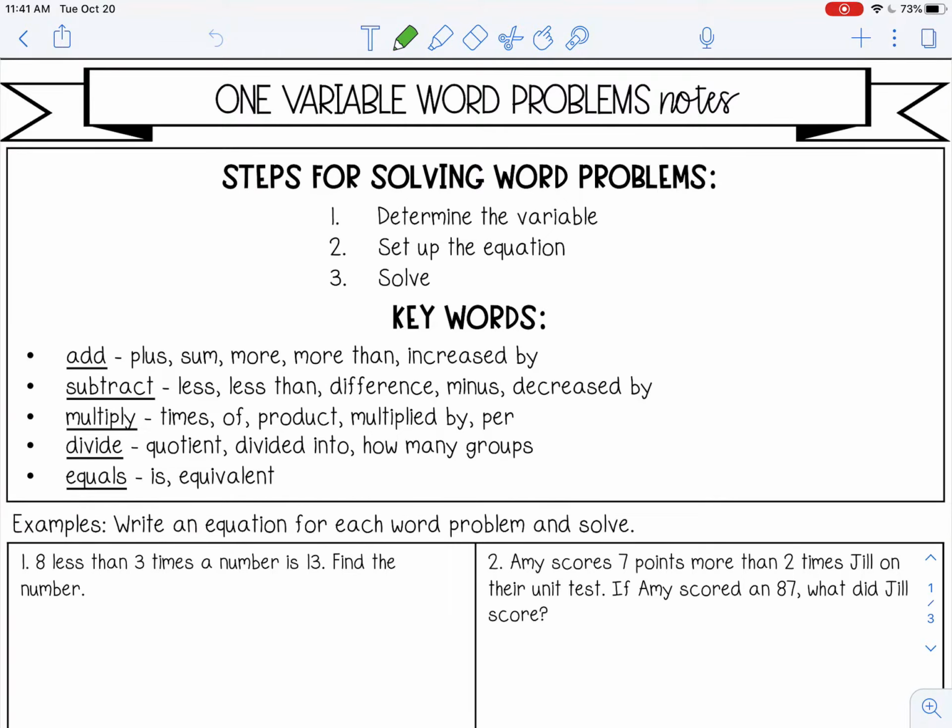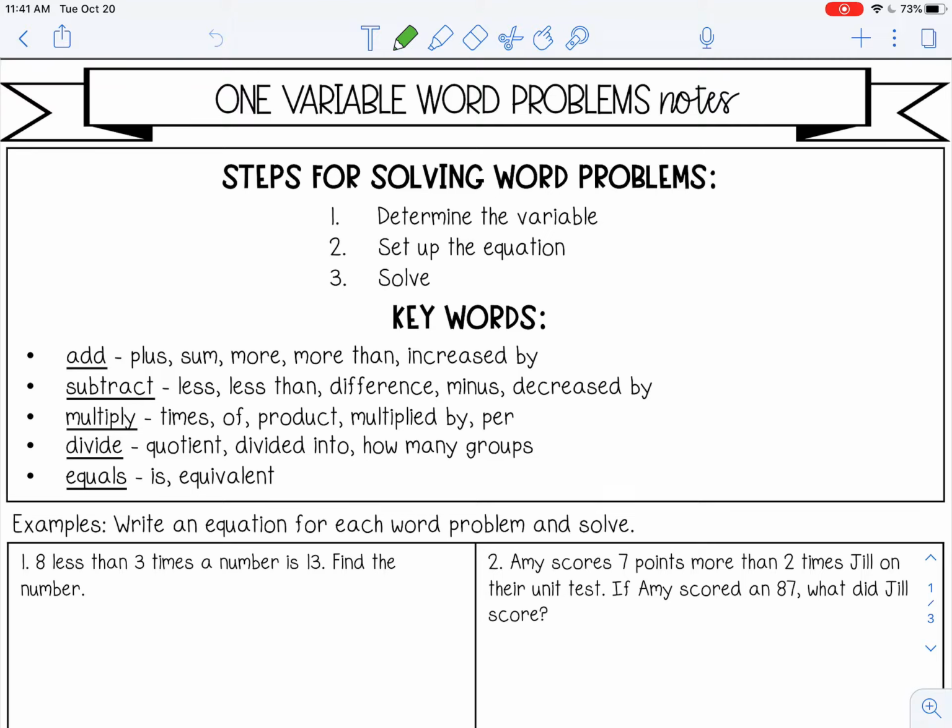Welcome to this lesson on one variable word problems. So the steps for solving word problems: first you want to determine the variable, determine the unknown in the problem. Then you want to set up an equation, and remember an equation has an equal sign. And then you want to solve the equation.